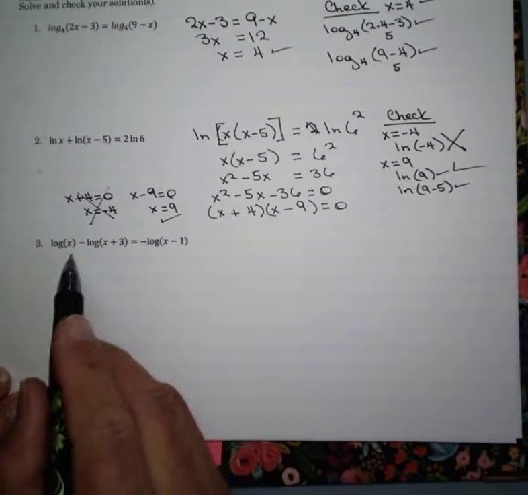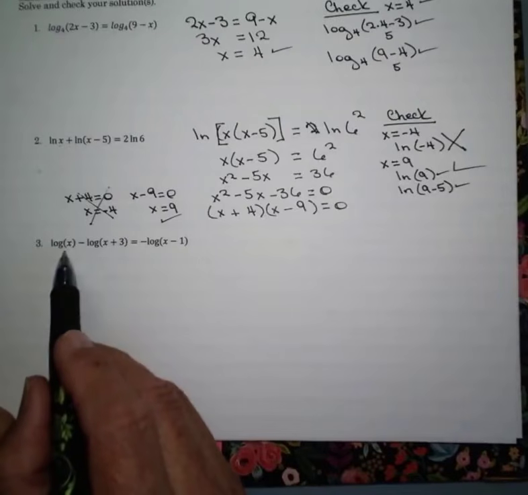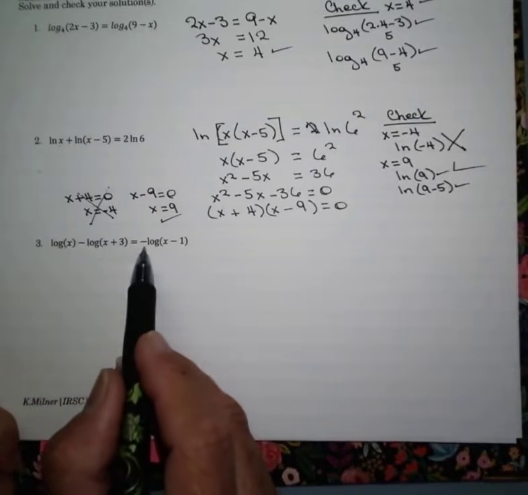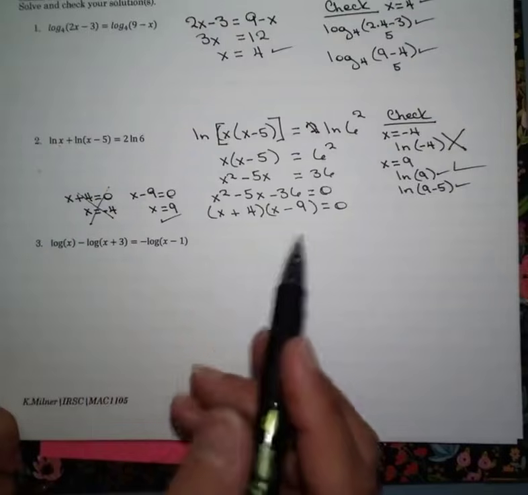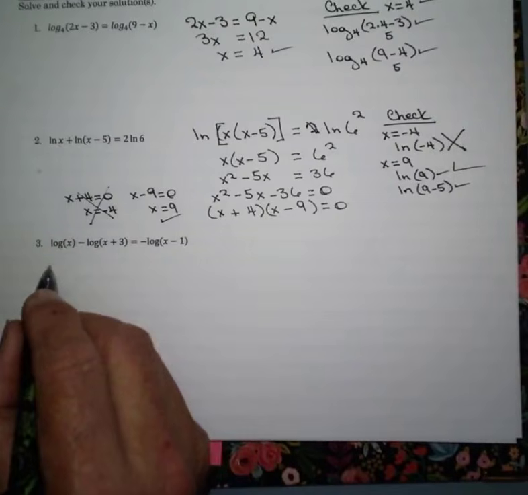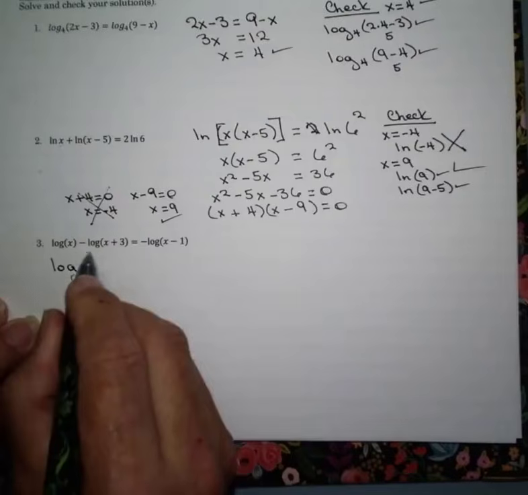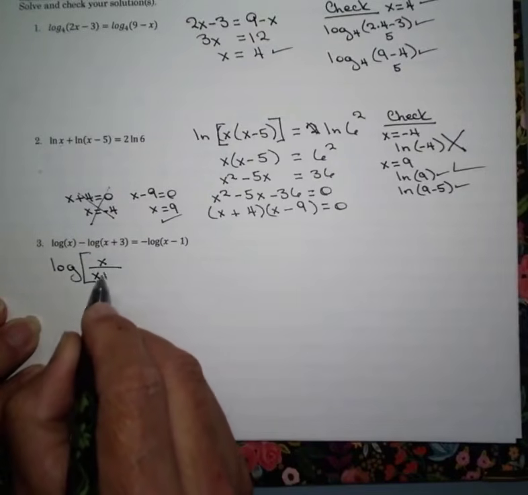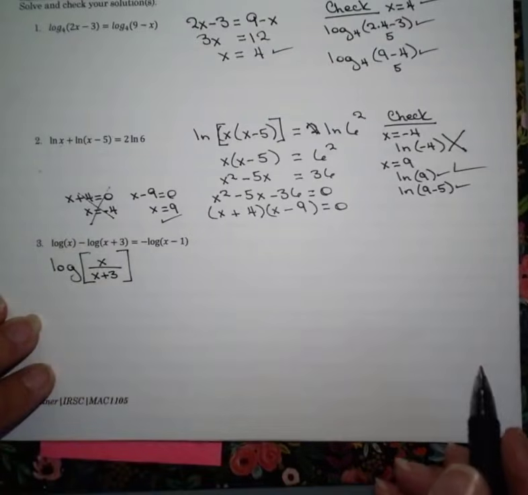Now let's take a look at this one. This third one says log x, and it's log base 10, remember, minus log base 10 of x plus 3 is equal to a negative log base 10 of x minus 1. Well, fortunately, they're all base 10s, aren't they? Now, I've got two logs over here. Since they're subtracted, remember what we can do to them to make it a single log. I can put this as a fraction, x over x plus 3. That's what subtracting the logs does for me, okay?